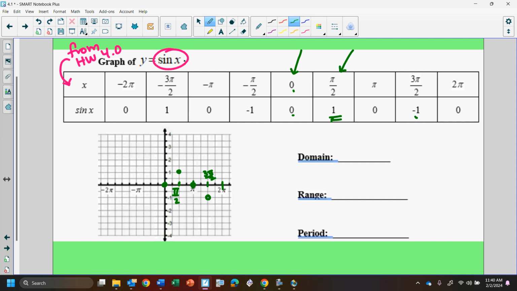Okay. And then finally 2 pi is back to 0. How do we feel with these points so far? Pretty good? When you're ready, can you try the other side? Can you try the negatives? Like negative pi over 2 is at -1. Negative pi over 2 would be right in the middle between 0 and negative pi. Right in the middle, negative pi over 2. He's going to be at -1.